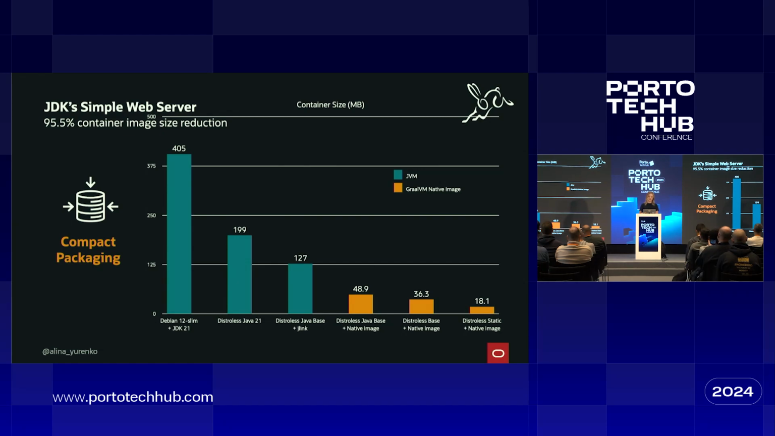cloud deployments. So here we are looking at a way to package your application and really reduce the container image size. The blue lines, that is still on the JVM, and the orange ones, that is already in the native image world. And you can see how you can take your container image size from 400 megs to just 18 with GraalVM and native image.